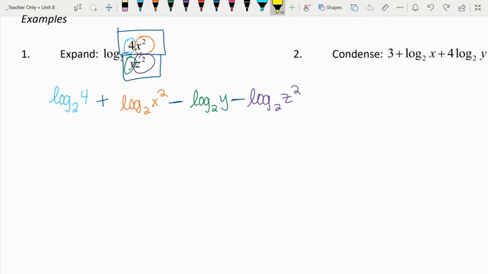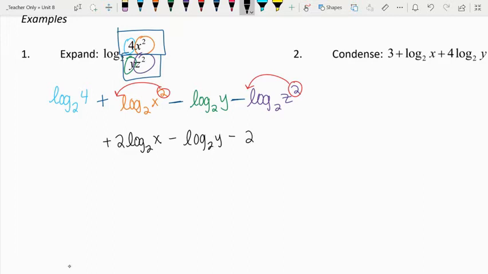Now, the other thing we need to start recognizing is that we have these powers here that we need to get rid of. Anytime you have an exponent, you throw it in front. As of right now, I'm skipping the log base 2 of 4 in blue. We're going to have 2 log base 2 of x minus log base 2 of y minus 2 log base 2 of z. Now this is where the tricky part happens, ish.